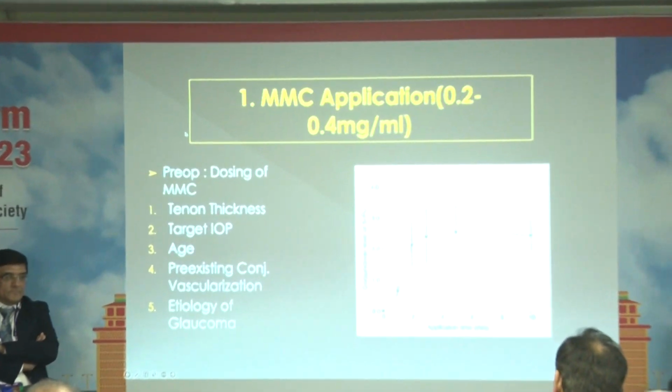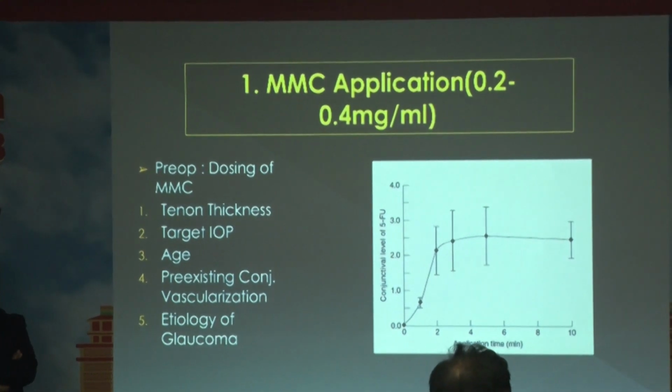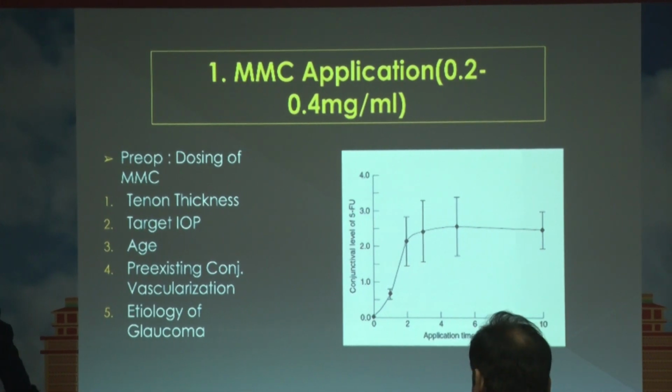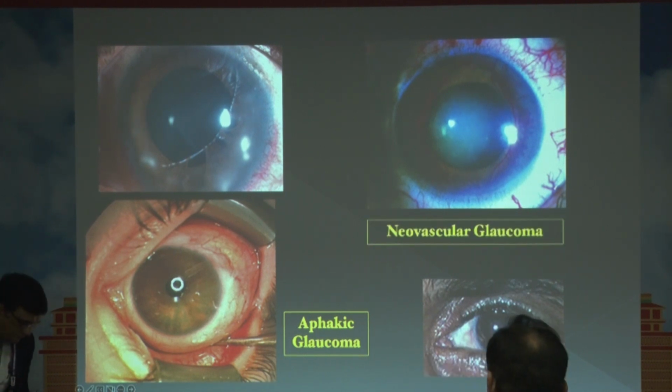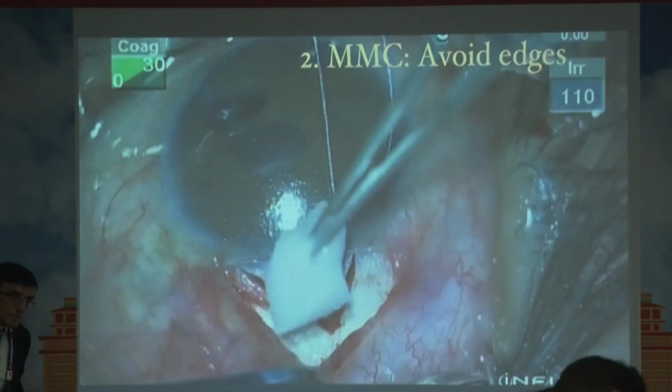Based on the thickness of Tenon, the target intraocular pressure, the age of the patient, and the etiology of glaucoma, you should decide whether you can use 0.2 or 0.4 and what should be the duration of mitomycin. So in uveitic glaucoma, you'll probably use 0.4 for 3 minutes, and in normal primary open angle or angle closure glaucoma, 0.2 for 1 minute or 2 minutes will be sufficient.